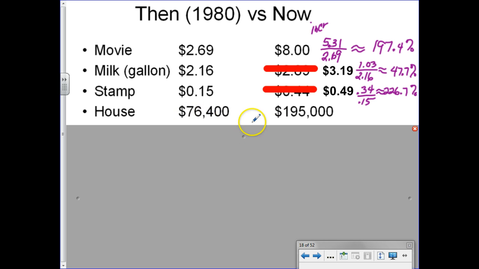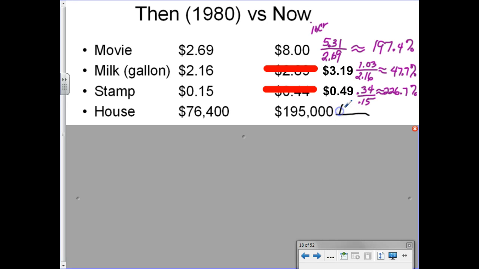An average house, let's say, back in 1980 was around $76,400. Today, somewhere maybe around $195,000. There's been some changes there with the housing market and some drastic changes in the last 7-8 years, but we'll go with this. Let me get back. All right, so first find the difference between these two.